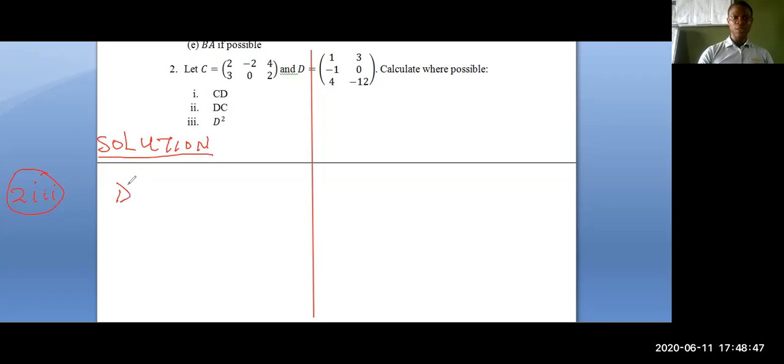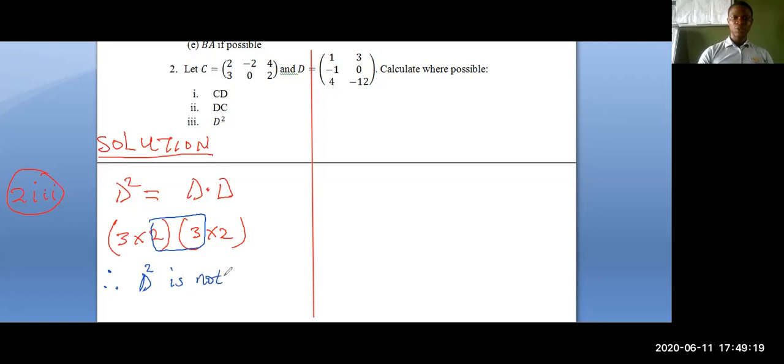It's a D square. Okay, which is the same as D multiplied by D. And D is what? That's the same as a 3 by 2 matrix multiplied by a 3 by 2 matrix. And of course, you cannot see that, that's what they say where possible. And I see that the adjacent numbers are not the same, so it's not possible. So I will now say, therefore, that D square is not possible, or is not feasible, or is not compatible. All right, so that's it.